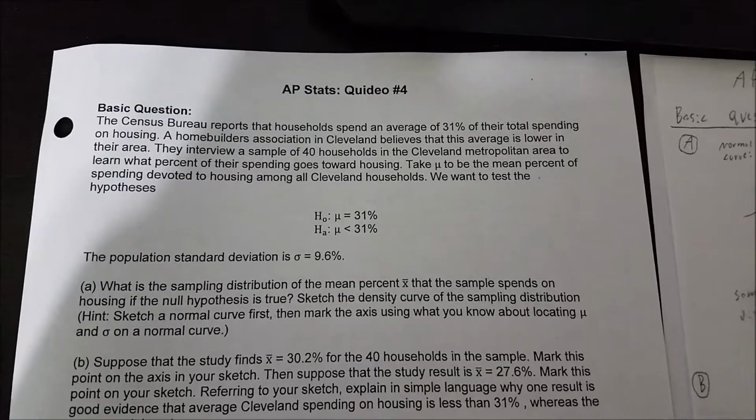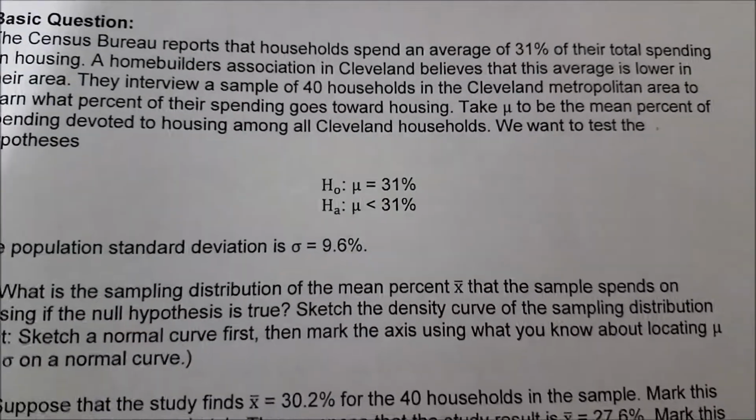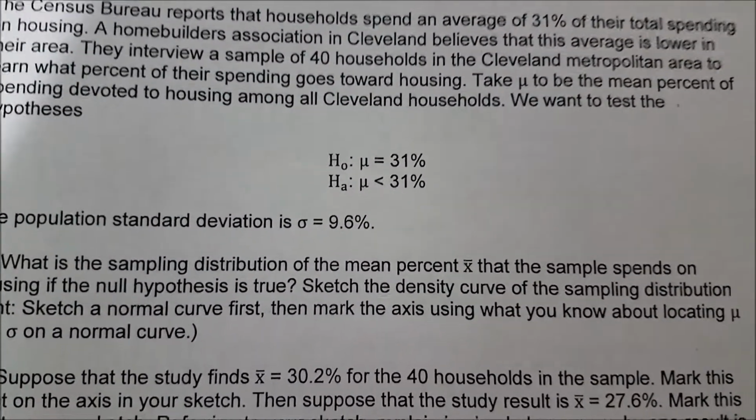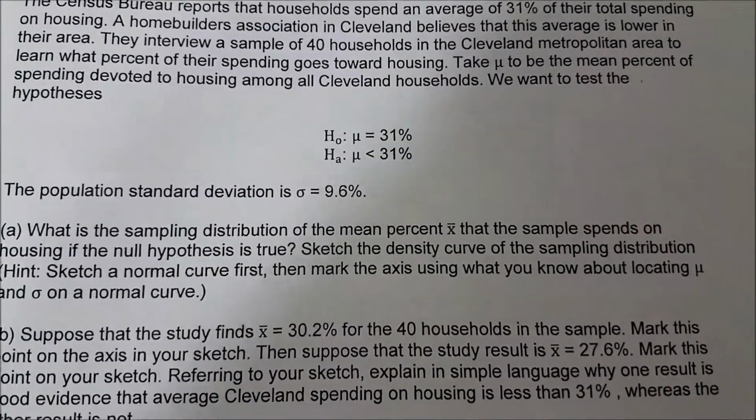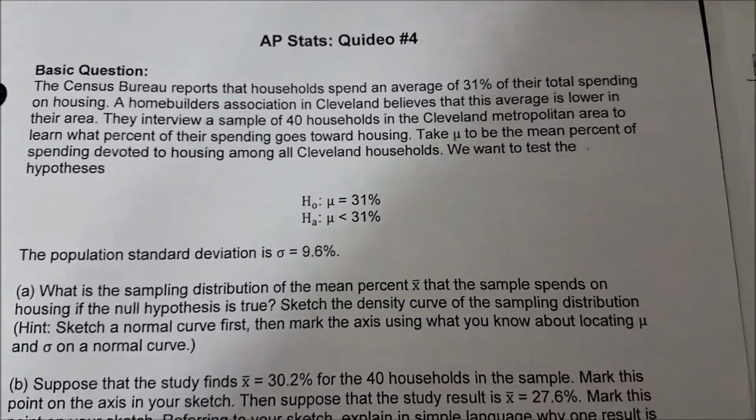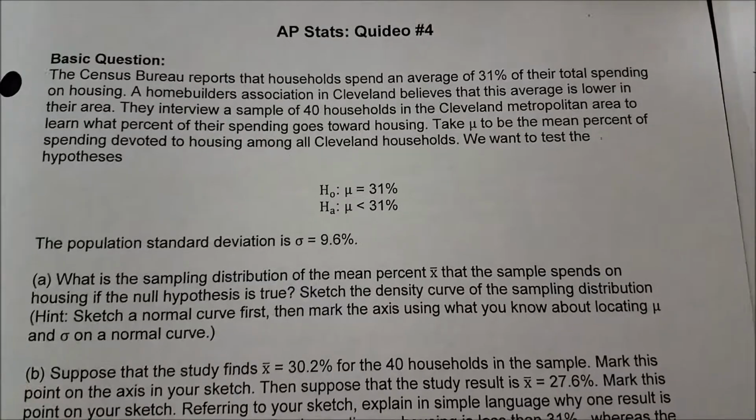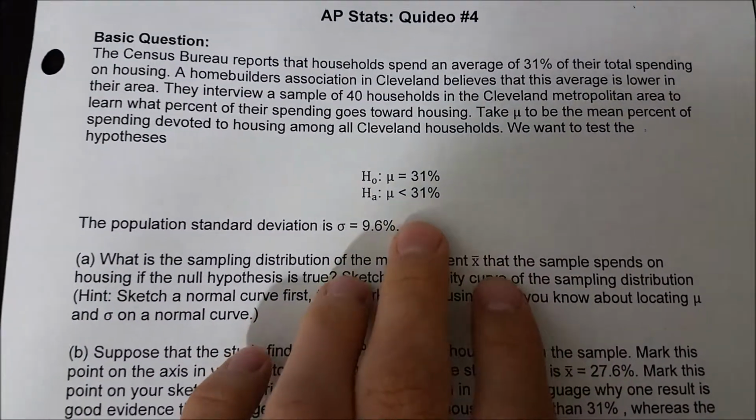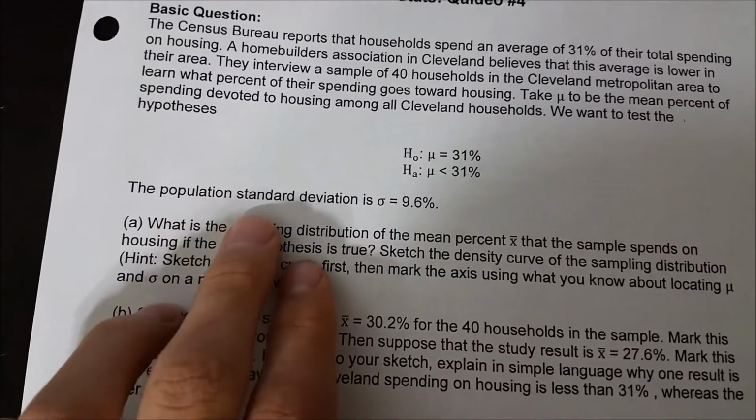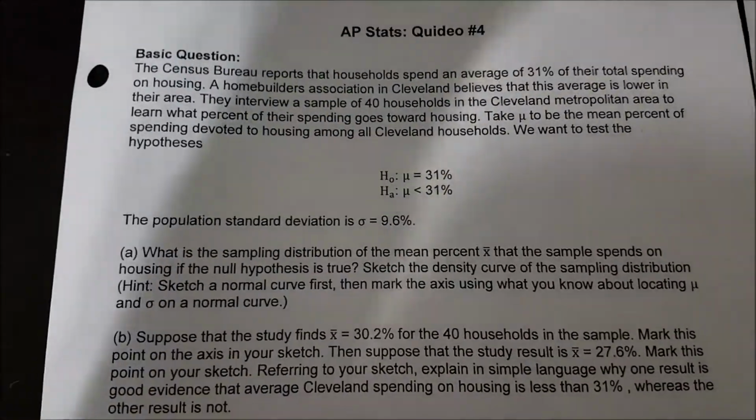We wanted to test the hypothesis. So our H0 is 31%. Our alternative hypothesis is less than 31%. So we're just trying to see if the true proportion is less than 31%, and it tells us that the population standard deviation is 9.6%.